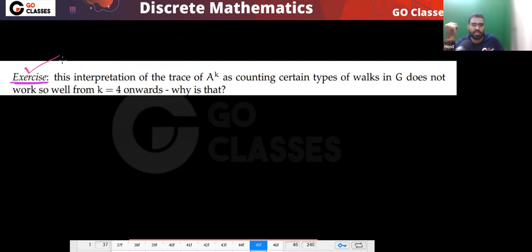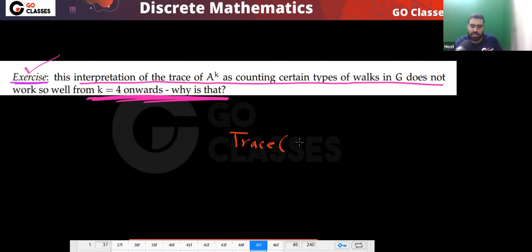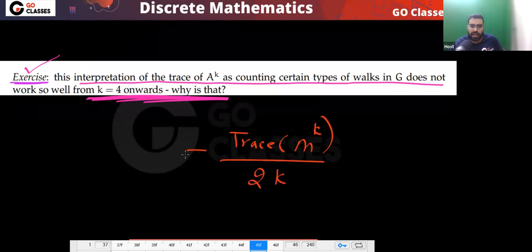So you can notice this was an exercise question that the interpretation of trace of A power k as counting certain walks does not work for k equal to 4 onwards. It will only work for k equal to 3. Correct or not? So I can say the trace of M power k divided by 2k is equal to the number of k length cycles if and only if, what can you say? This will only work for whom?